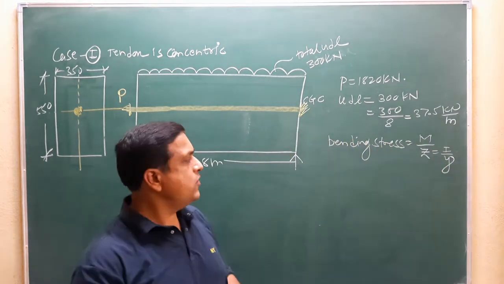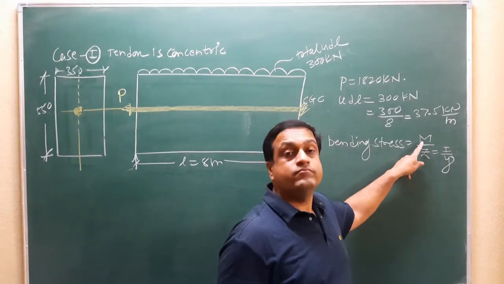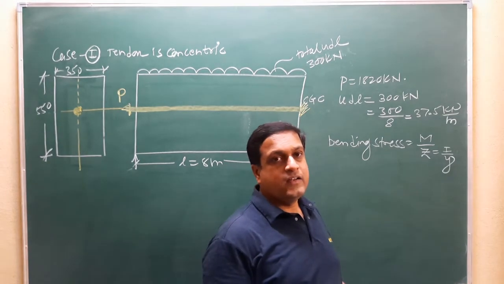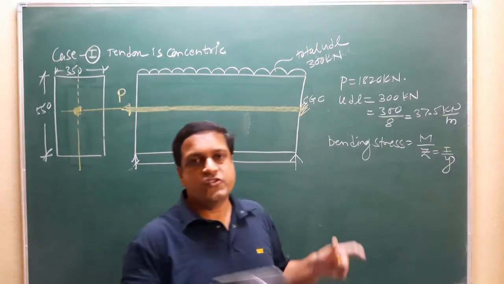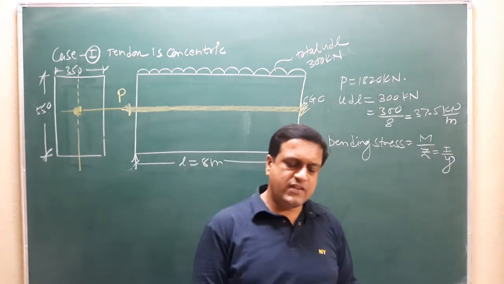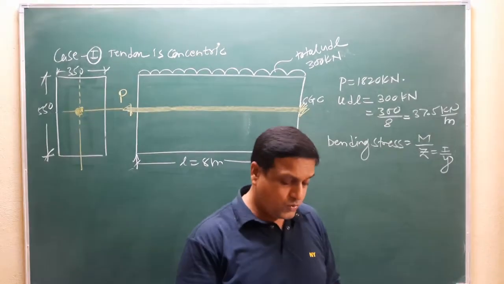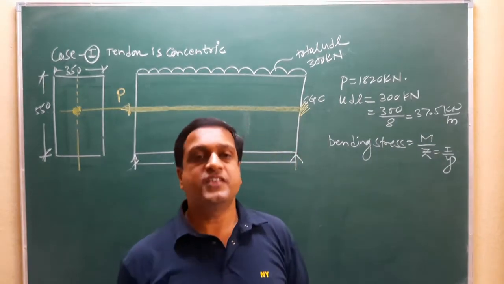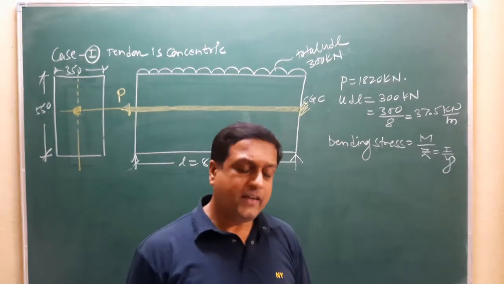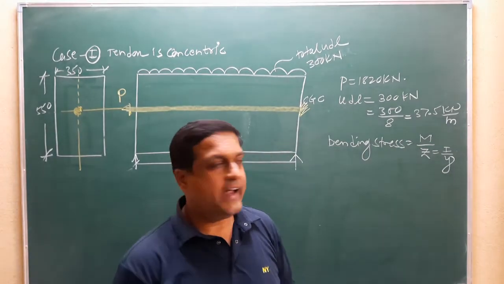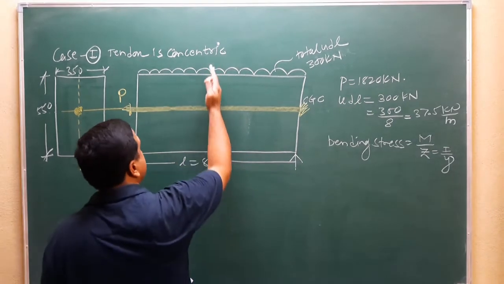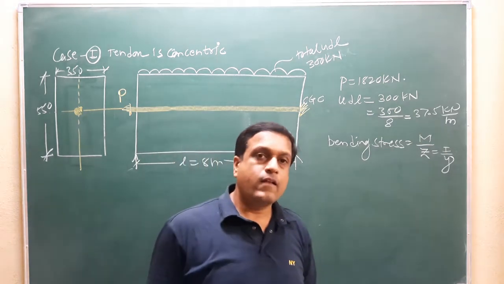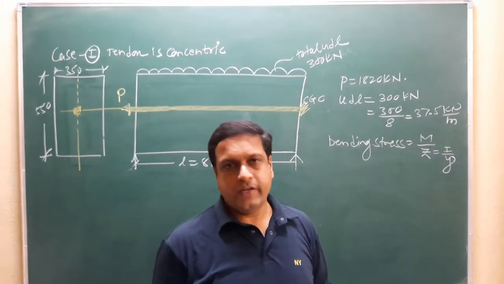So for calculation of bending stress, you need M, the bending moment obviously, and you need Z, I by Y. First you have to calculate all these things, then find out the stresses. In this question, the stresses are required at mid span and at end section. At mid span, that means at the middle of the beam, and at the end of the beam, the stresses are required.